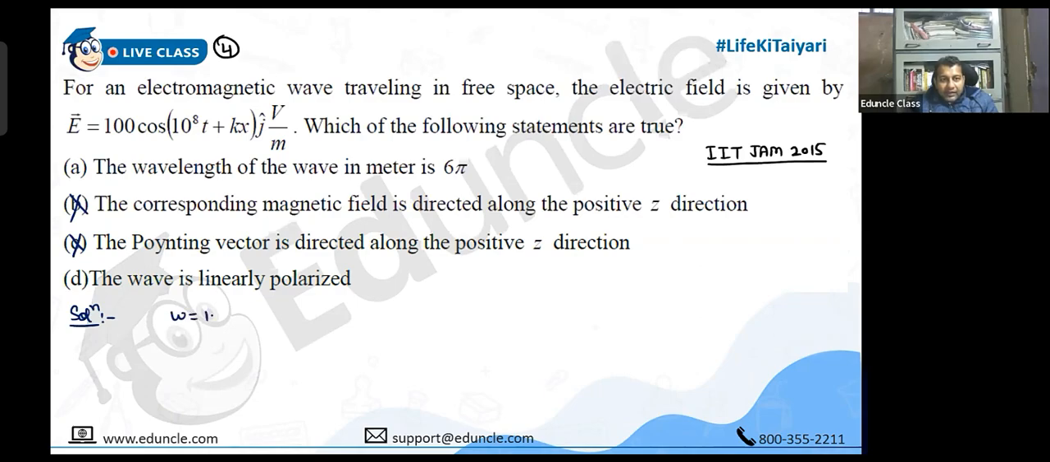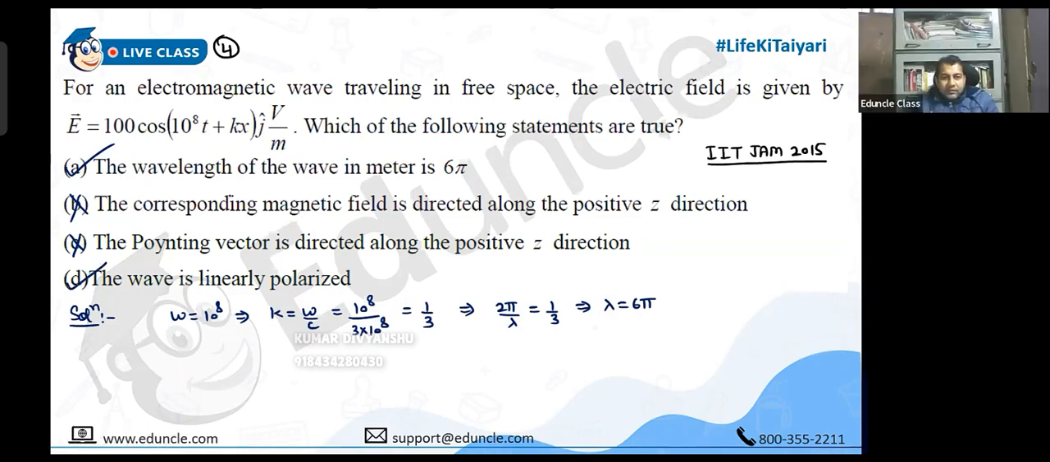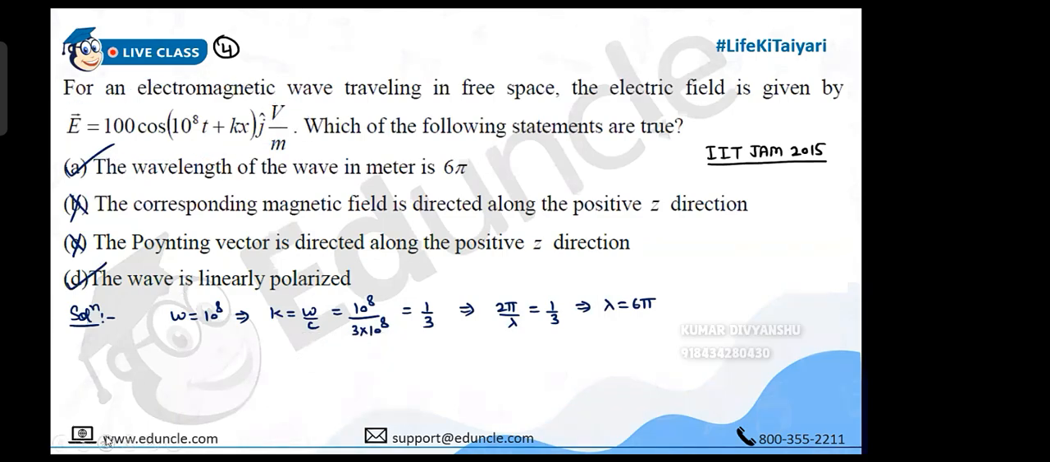Now omega is 10 to the power 8. So this gives me k equal to omega by c, that is 10 to the power 8 by 3 into 10 to the power 8, that is 1 by 3. So 2 pi by lambda is 1 by 3, that is lambda equal to 6 pi. Correct? And D is also correct, obviously, because only one electric field is there, so it is polarized clearly. Please check everyone.